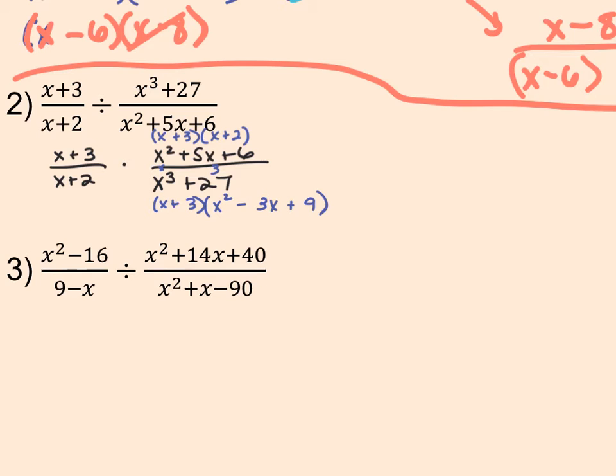Now we do the canceling. So top to bottom or diagonally, I can cancel the x plus 3, but I can only cancel one of those. I can't cancel that and this. Left to right, diagonally, I can do the x plus 2s. So what's left in my numerator is x plus 3. What's left in the denominator is x squared minus 3x plus 9. Questions on that one?